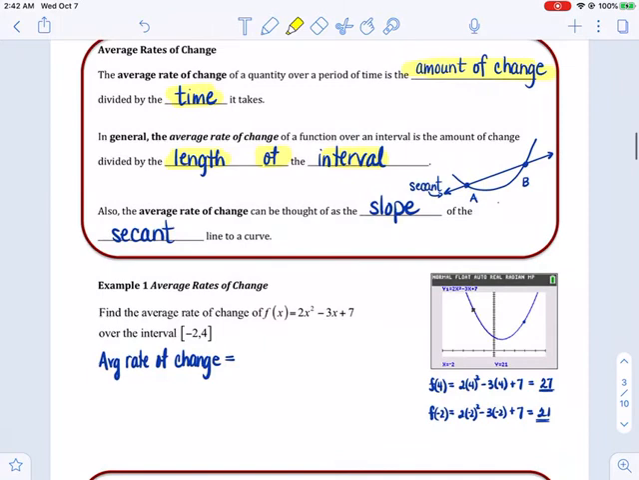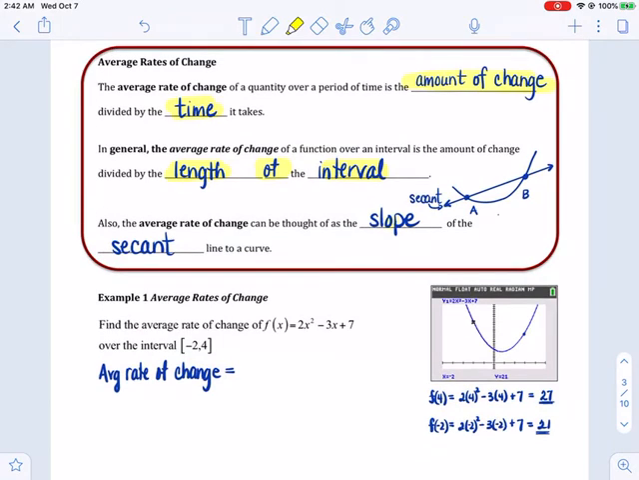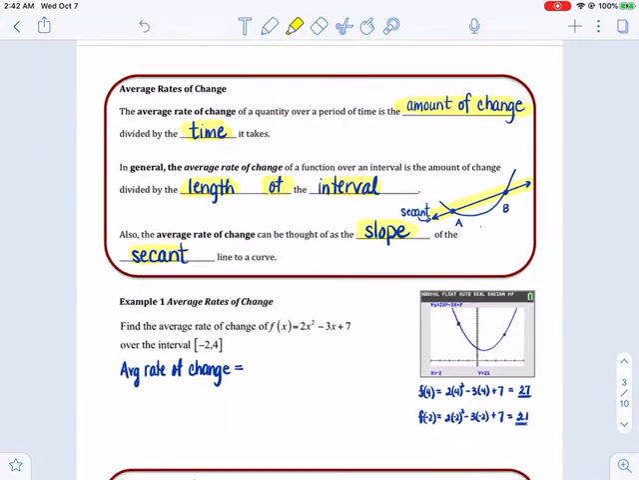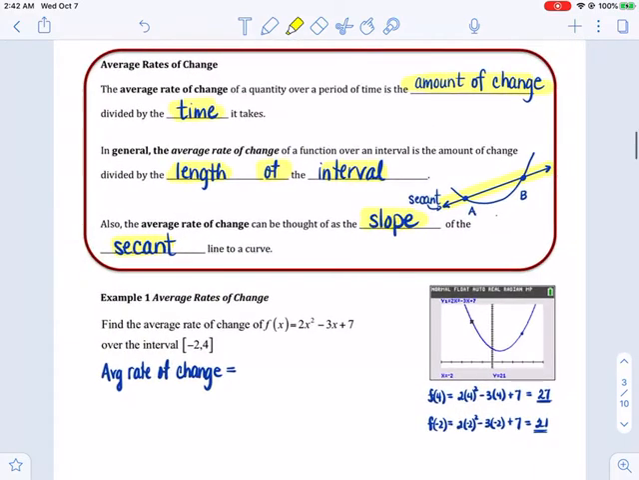And then the average rate of change can also be thought of as the slope of the secant line to a curve. And if you see, here's the secant line. So a secant line passes through a couple of points, and you get an average slope on that interval from A to B.